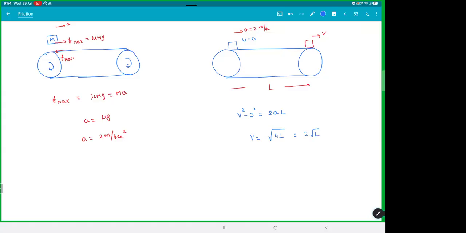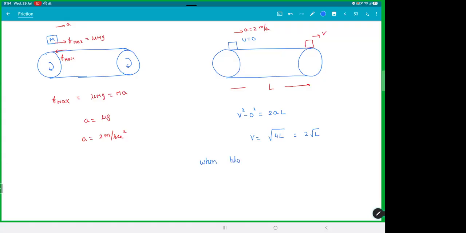So the speed of the block depends on the length of the conveyor belt. If the length of the conveyor belt is too small, even before the slipping stops, the block will leave the ground. Is this making sense? But there's a catch. What happens the moment the block reaches 10 meters per second?